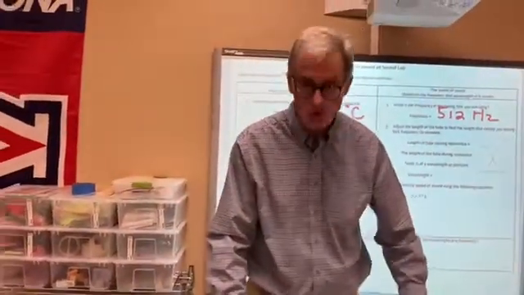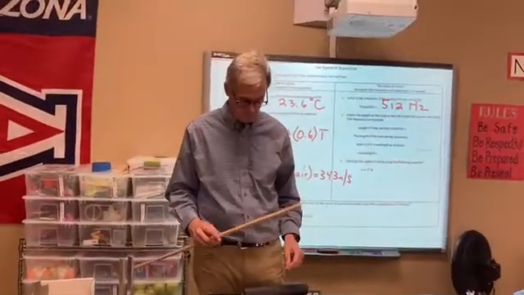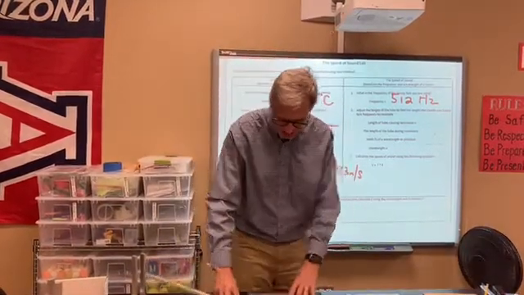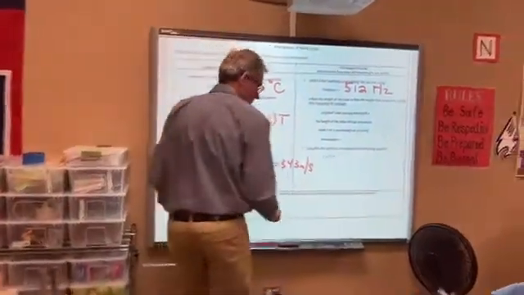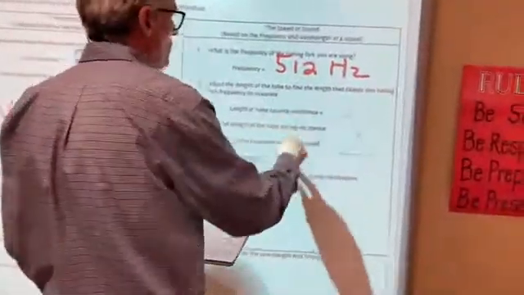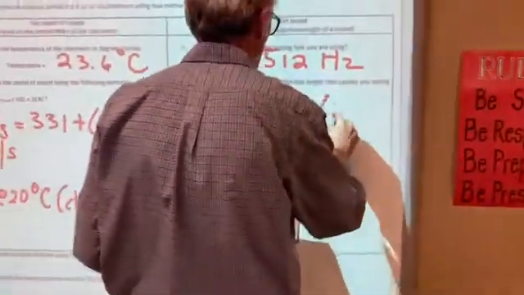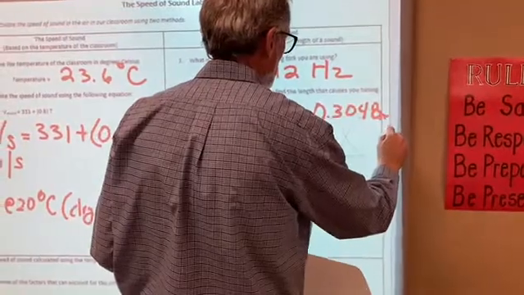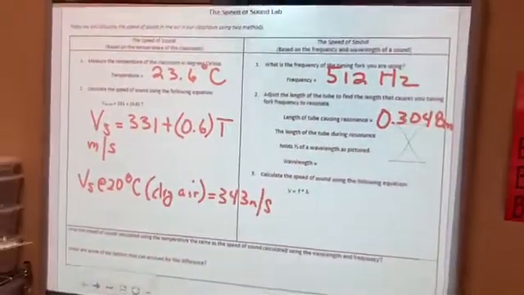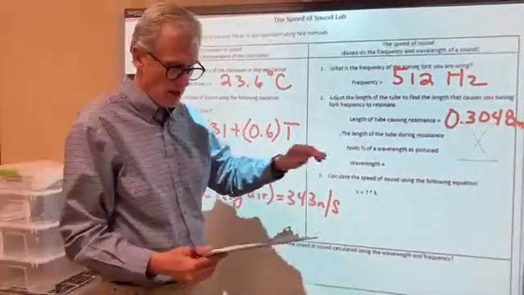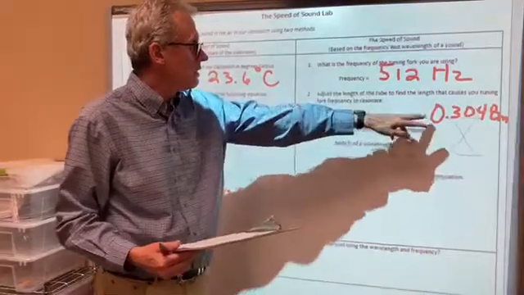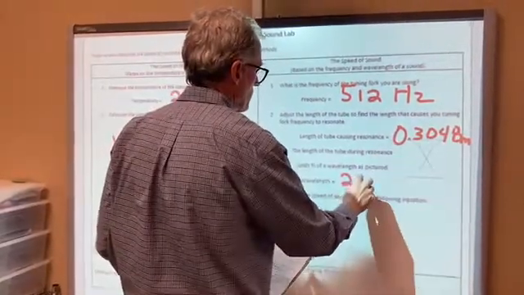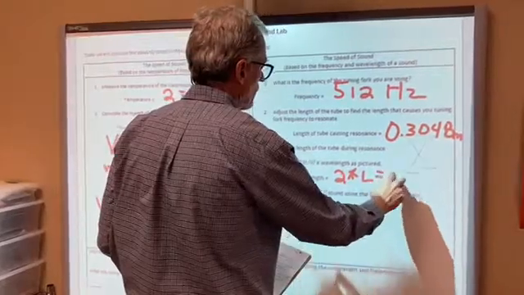So now I'm going to measure the length of this tube. This length is going to be half a wavelength. So just measuring this, the length of the tube causing the resonance is 0.3048 meters. So that's half a wavelength. So what you've got to do then is multiply that length of the tube by 2, 2 times L, to get the wavelength, lambda.